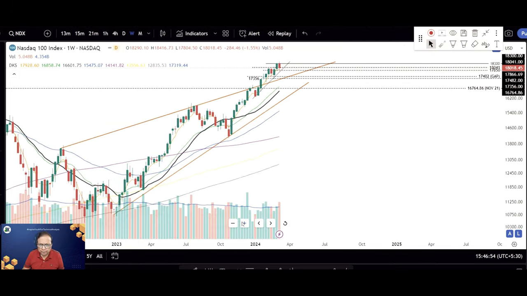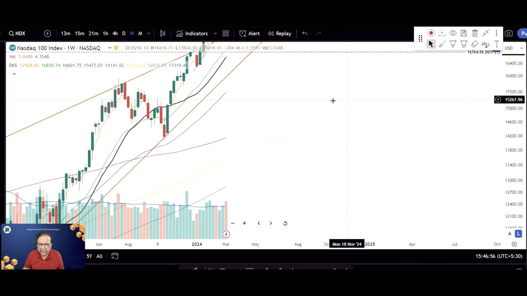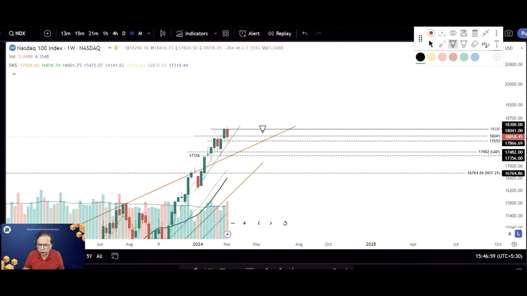Now coming back to the price action. As I said, there is an area of resistance here. So 17,850 becomes a good support in Nasdaq. And there is an existence of a gap, which I'll explain when we go to the daily chart, at 17,482. So what we can conclude is that 17,482 to 17,850 is a major demand area in Nasdaq 100.